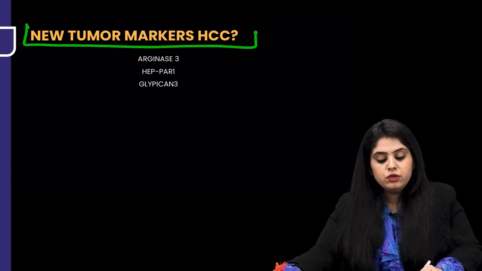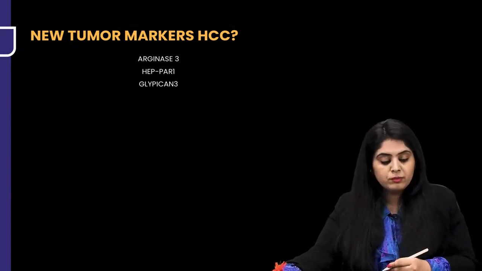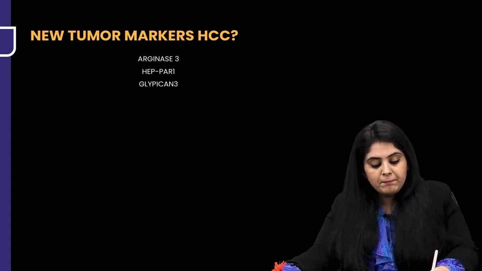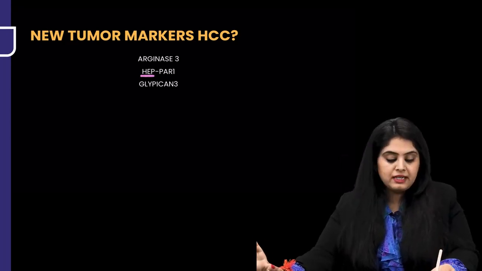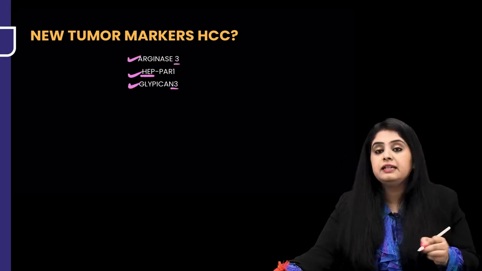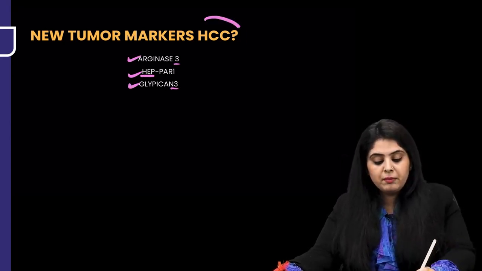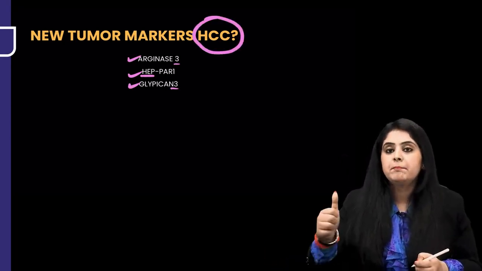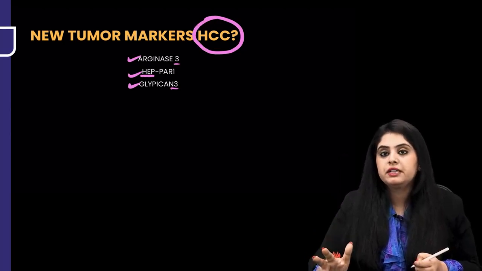Is there any new tumor marker for hepatocellular carcinoma that has come? Yes. So HepPAR 1, arginase 1 and glypican 3. These are new tumor markers for hepatocellular carcinoma: HepPAR 1, arginase 1, glypican 3.